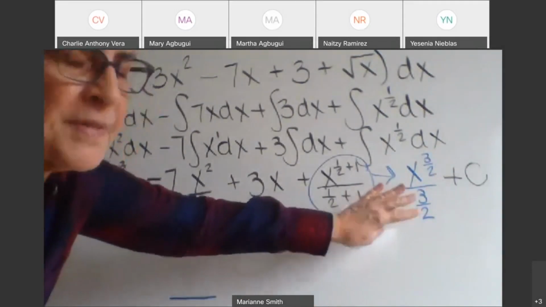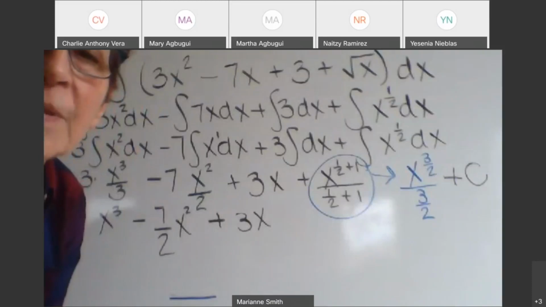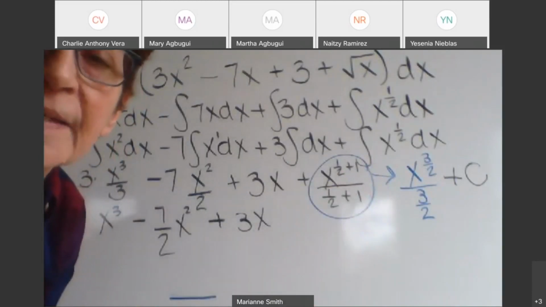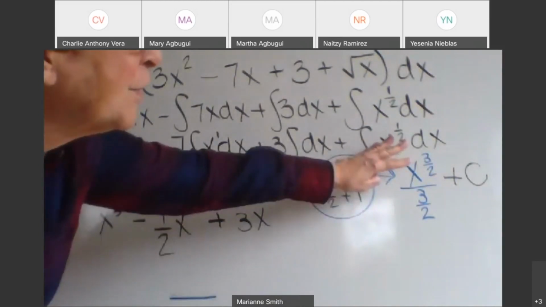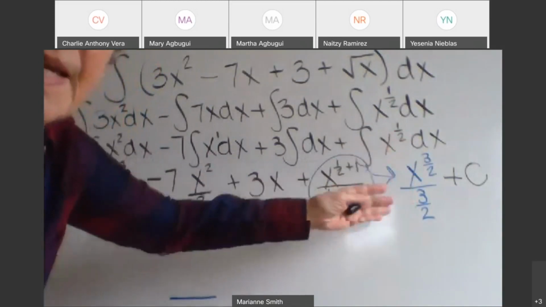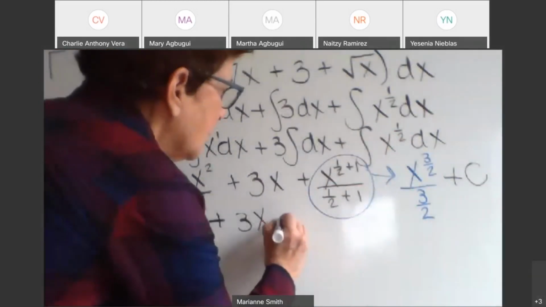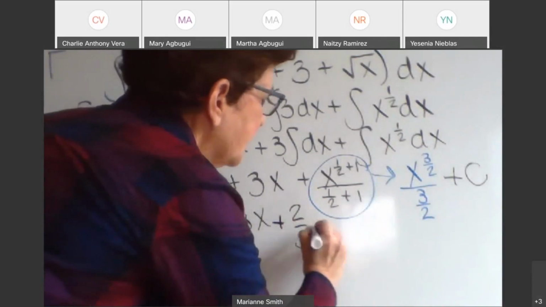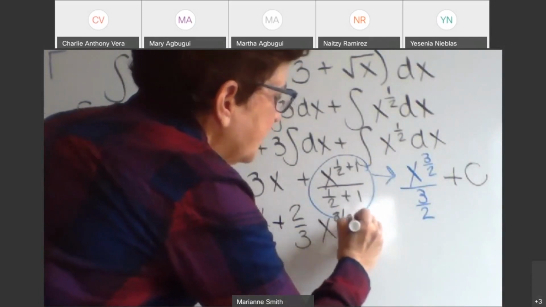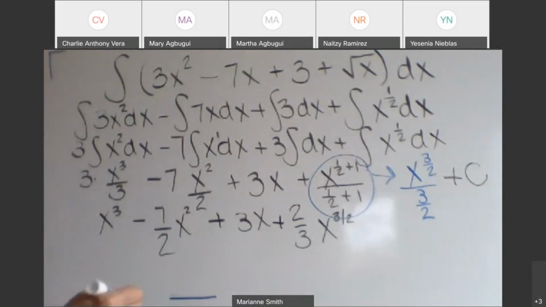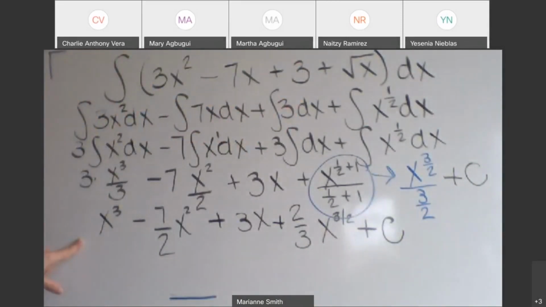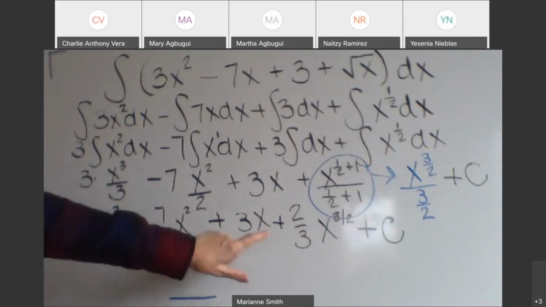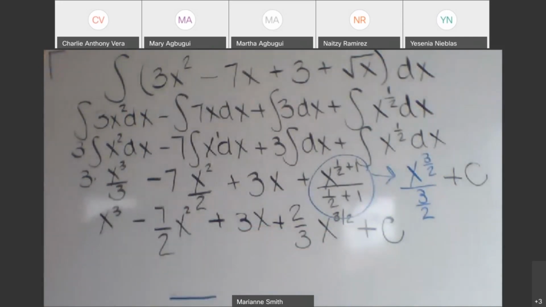We have a 3/2 that we're dividing by. Okay, we don't like complex fractions like this in algebraic expressions. So I kind of want to get rid of the fraction in the denominator. And again, what you have to remember is dividing by 3/2 is the same as multiplying by 2/3. So this becomes 2/3 x. Okay. So my final answer is x cubed minus 7/2 x squared plus 3x plus 2/3 x to the 3/2 plus c.